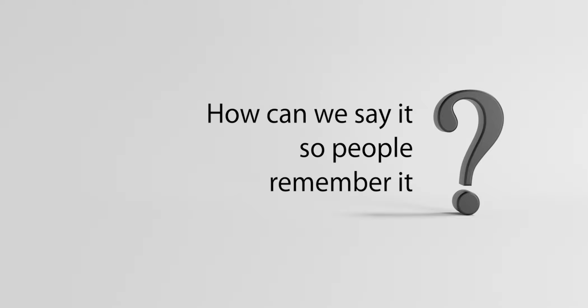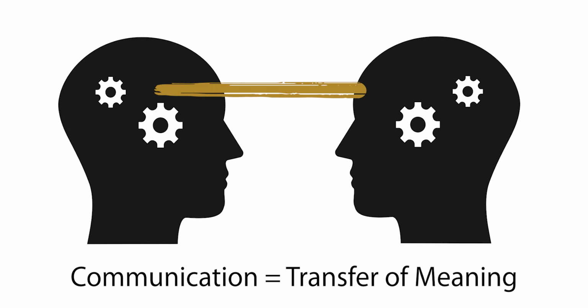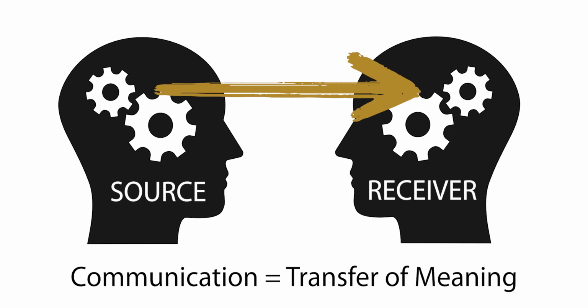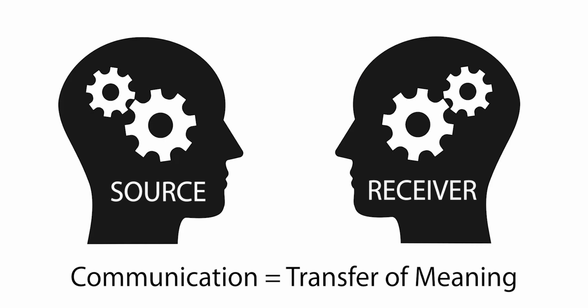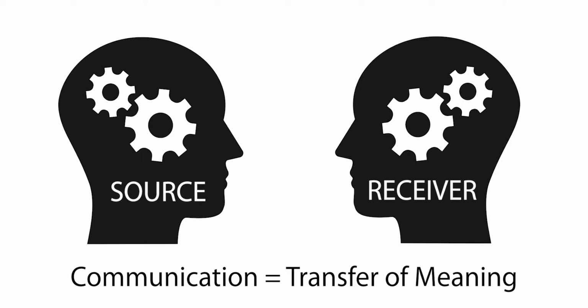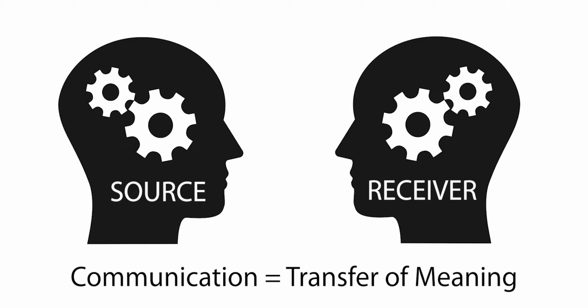How can we say it so people remember it? There are some basic communication principles for framing a message. These principles are not arbitrary or rigid. They are merely sound observations about effective communication. Communication is the transfer of meaning from the mind of the source to the mind of the receiver. If our objective is the communication of the ideas, then anything that enhances that transfer is beneficial, and anything that hinders the transfer is detrimental.